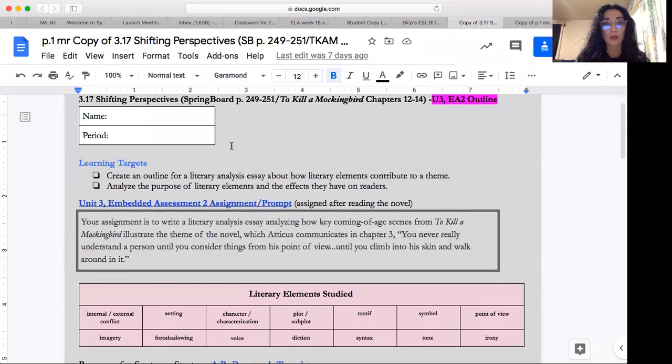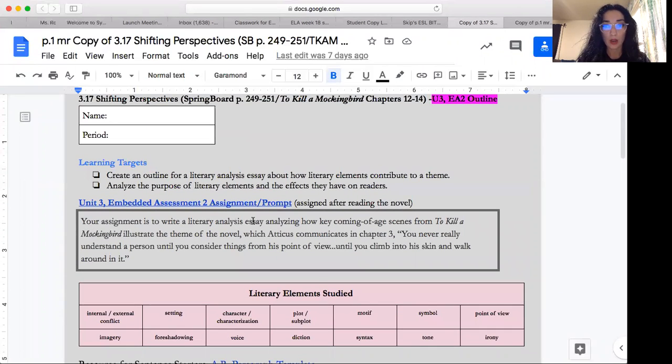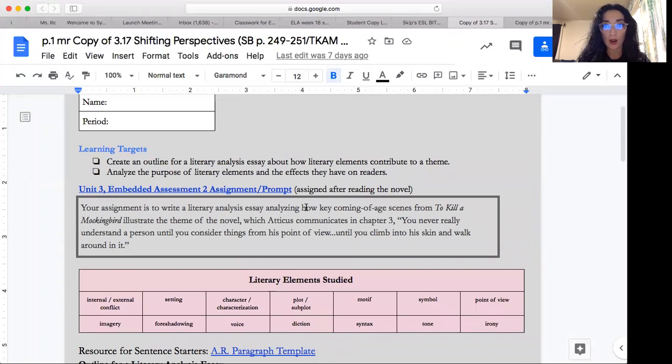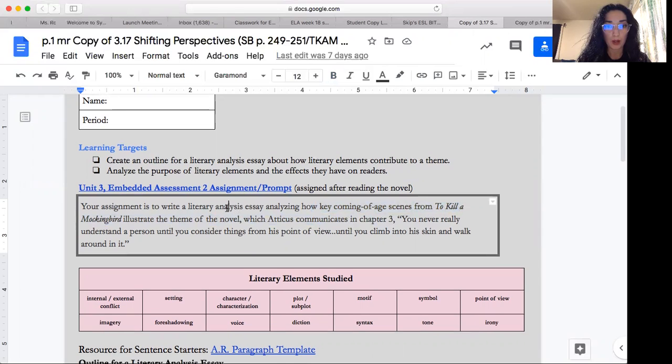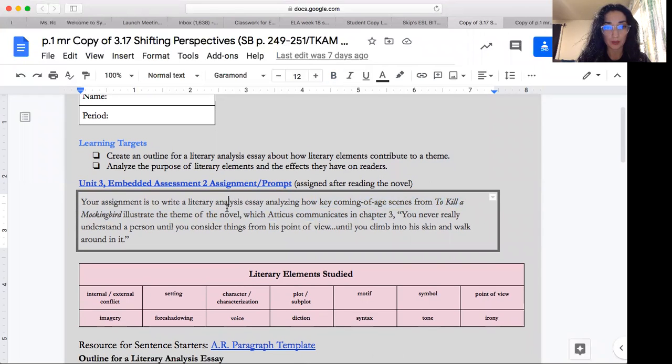So remember, for your final essay, you have to write about how key coming of age scenes from To Kill a Mockingbird are developed through literary elements. So you're going to be analyzing the book. We've been practicing analyzing through our text-dependent questions and through your literary analysis note taker, but now you're putting it all together in an essay.